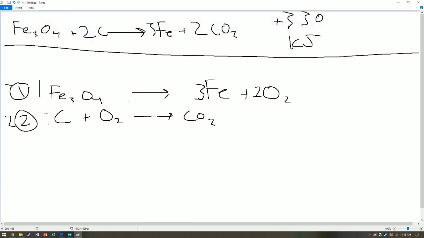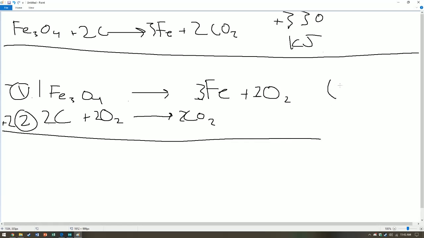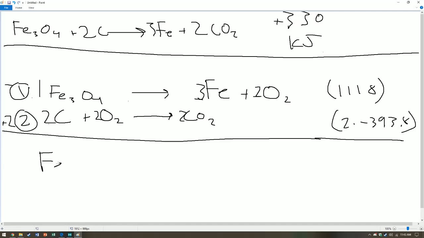And then so 2, 2, 2, and then remember, if I add up the reactions, I have to add their delta H's, which I'll now do. So 1, 8, 2 times negative 393.8, which if I add them up, I get Fe3O4 yields 3Fe plus 2CO2.